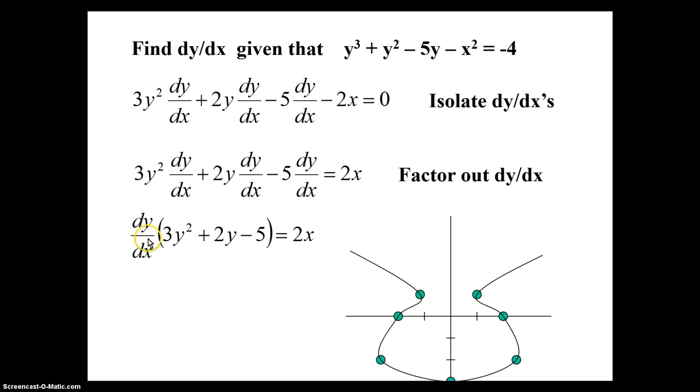So in order for me to get dy/dx alone, what would I need to do? I would need to divide everything by 3y squared plus 2y minus 5. And what I do to one side, I must do to the other. So when I solve for dy/dx, I get 2x over 3y squared plus 2y minus 5. This is implicit differentiation. It's not as hard as most want to make it seem. It only gets hard when we get to the word problems, which will be after Thanksgiving break, called related rates.